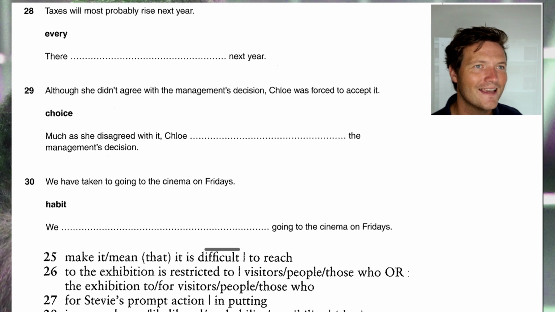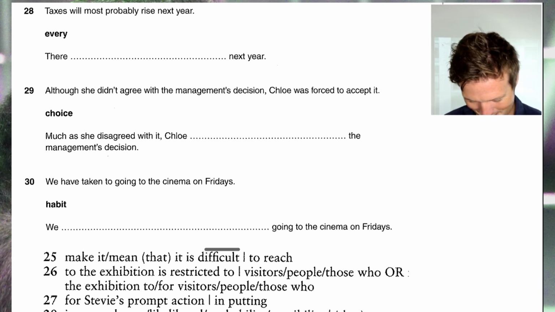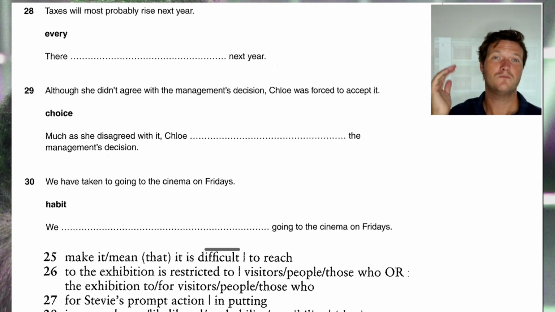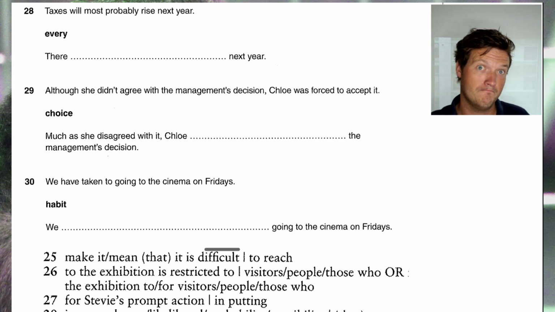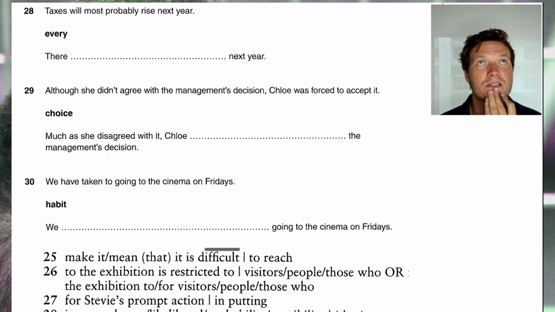Number 28 then, it says, taxes will most probably rise next year. Well, I live in Spain, so that's almost certain. Taxes will most probably rise next year. Yes. The new normal, eh? Let's get back to the new normal. Next year. So if we're saying taxes will most probably rise next year, we don't have any of the important information for that sentence there. So I would say, another way of saying something is very probable. There is every possibility.